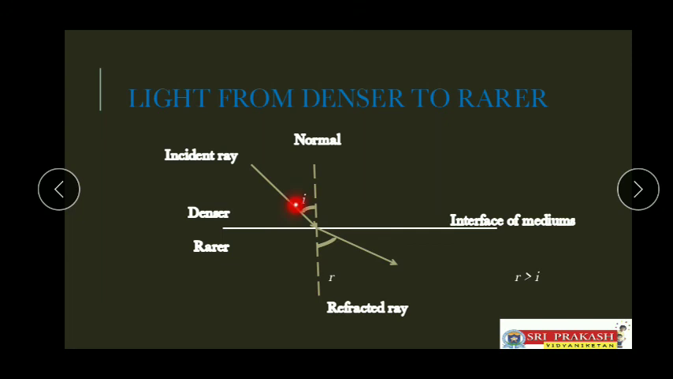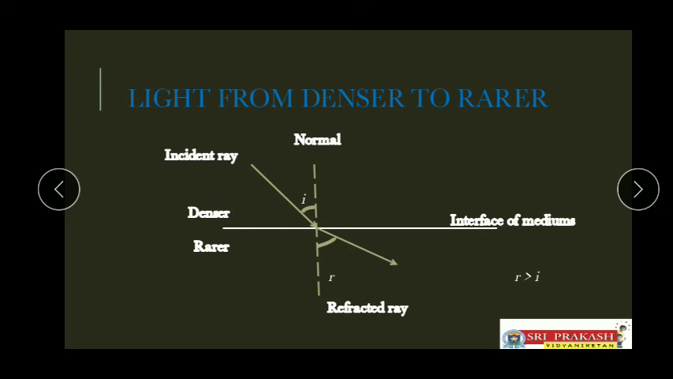Here the light ray bends away from the normal. Here you can see it went away from the normal. In the previous case it came closer to the normal. Now it went away from the normal. So here the angle of refraction is greater than the angle of incidence.